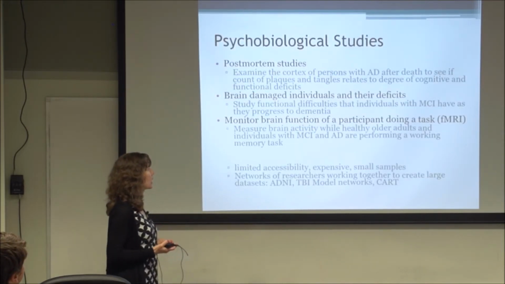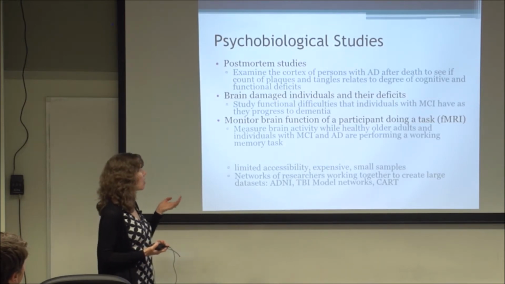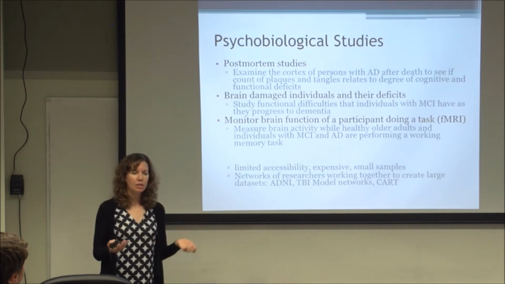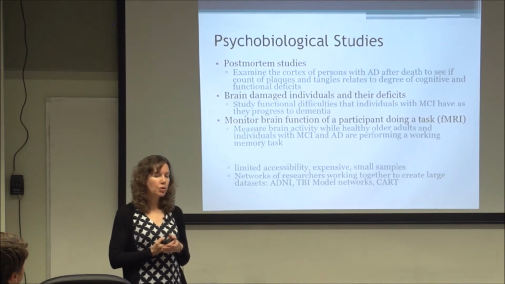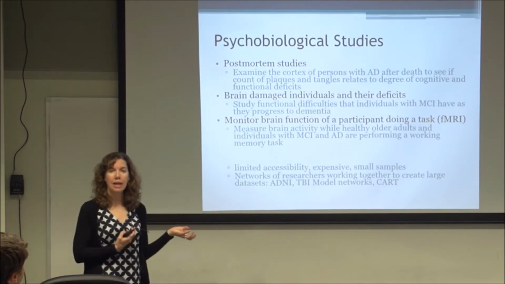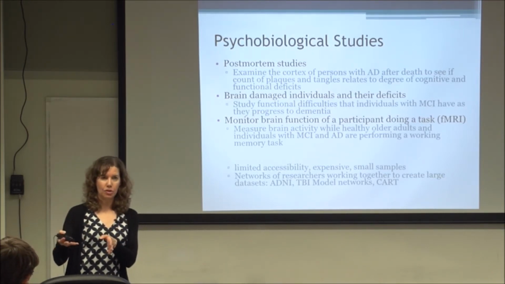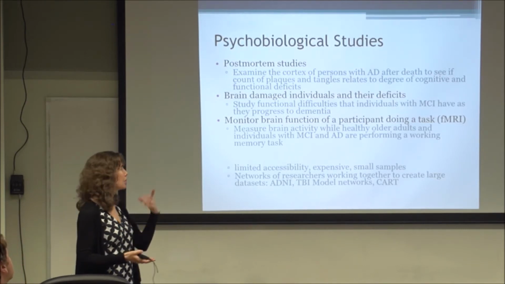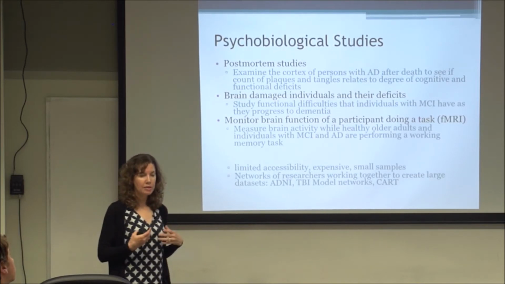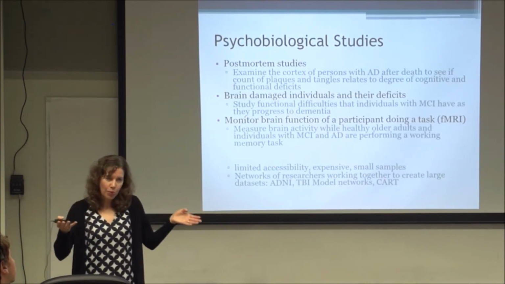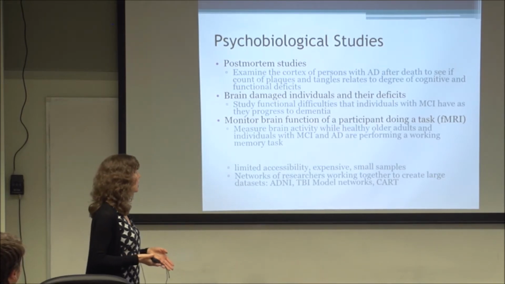Another type of way to get data is psychobiological studies. A couple of examples there are if you're interested in looking at changes in the brain and how they're related to cognition, you could look at, for example, how many plaques and tangles are in a person's brain and how that relates to their cognitive functioning prior to death. So you would get that data after death. You could work with brain damaged individuals, and this is something in neuropsychology, that's what I do, that's the whole study. We work with people with brain injuries and we relate that to cognition.